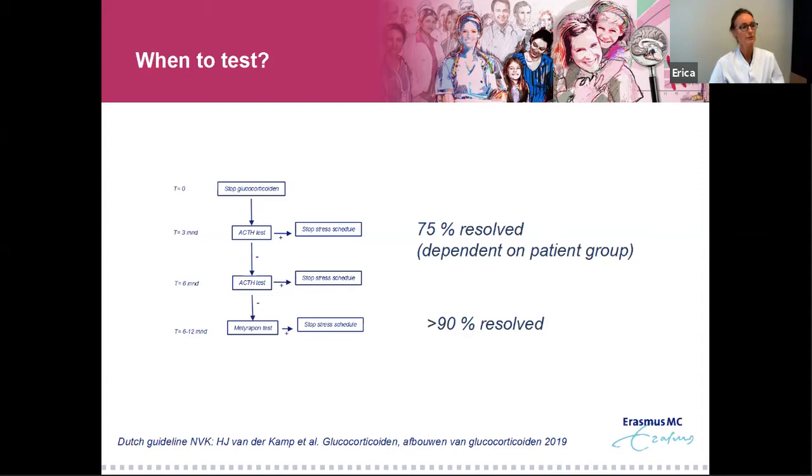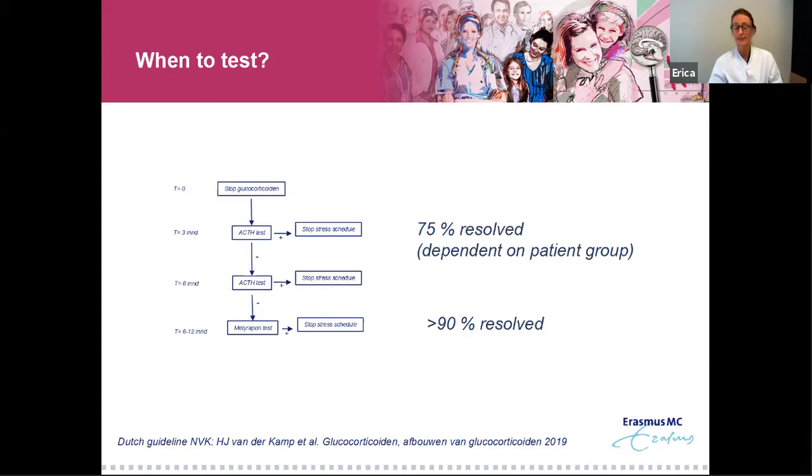The next question is, when you decided to test, when are you going to test? So after stopping the glucocorticoids, you have to find the right timing. And it's also a bit up to you and in discussion with the patient. How sure do you want to be that somebody doesn't need stress dosing anymore? Well, we usually, and that's also in the Dutch guideline, it was an expert-based opinion that you can consider testing 3 months after stopping glucocorticoids. In that case, around 3/4 of the patients their adrenal insufficiency has resolved.